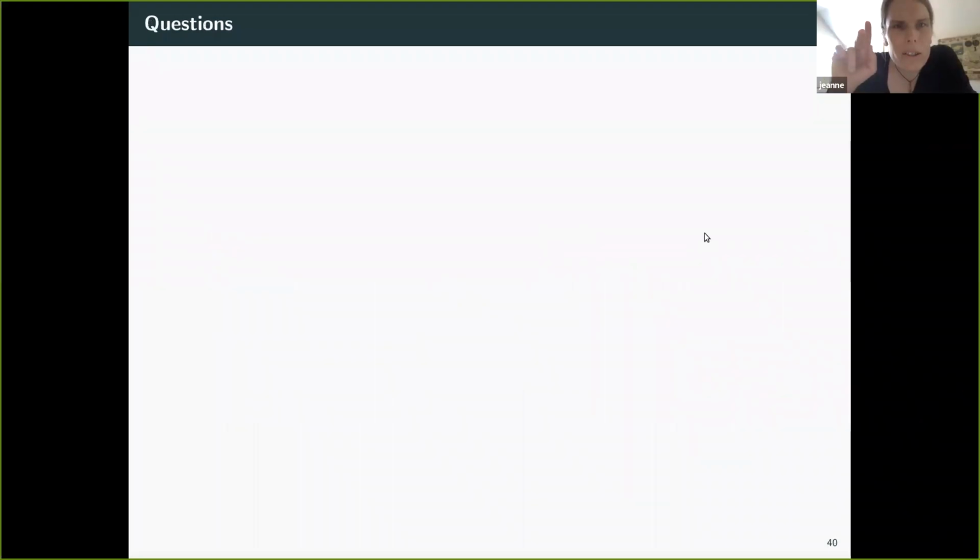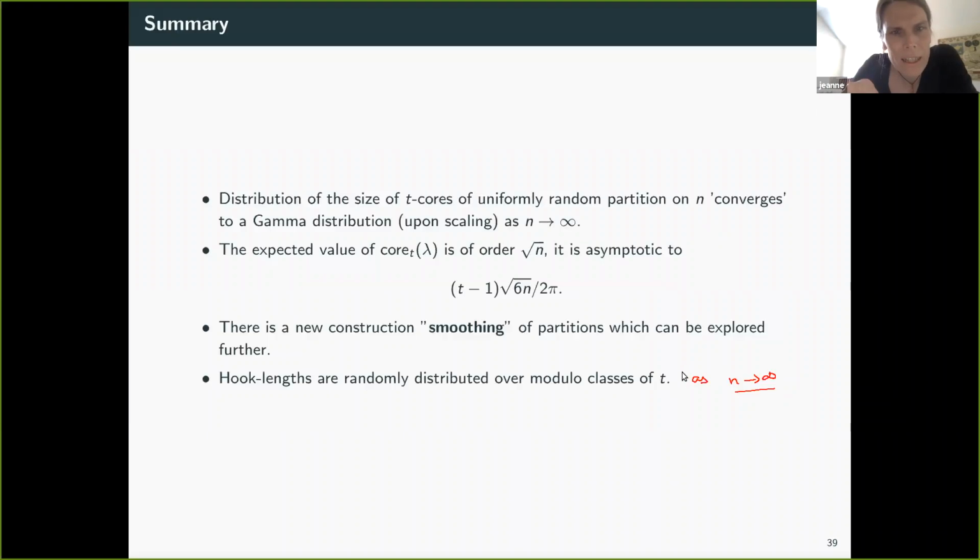I have a quick question about the expected value result that you had. So the t-core of lambda is itself a partition. So when you say the expected value is this, t minus, sorry, 1. This should be size. Okay, the size. Right, okay, and maybe I could ask one follow-up question to this.